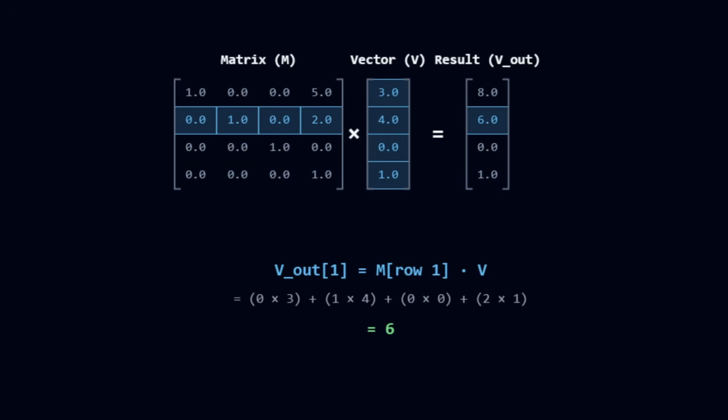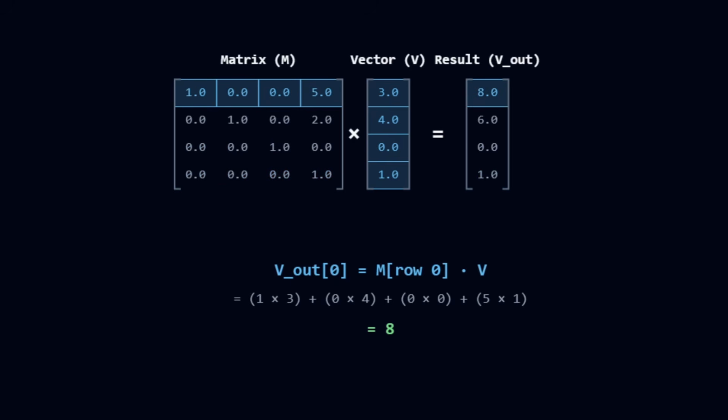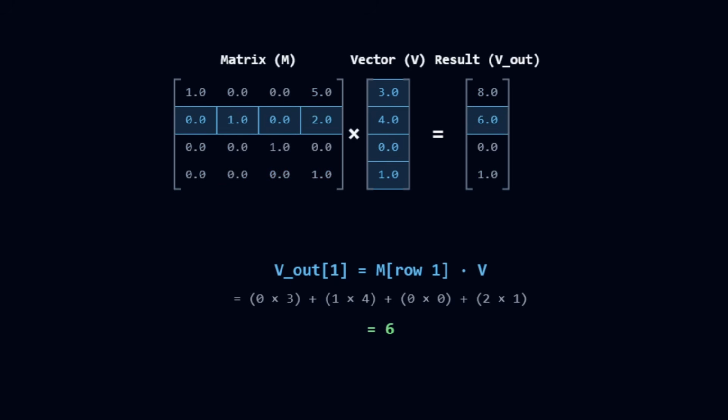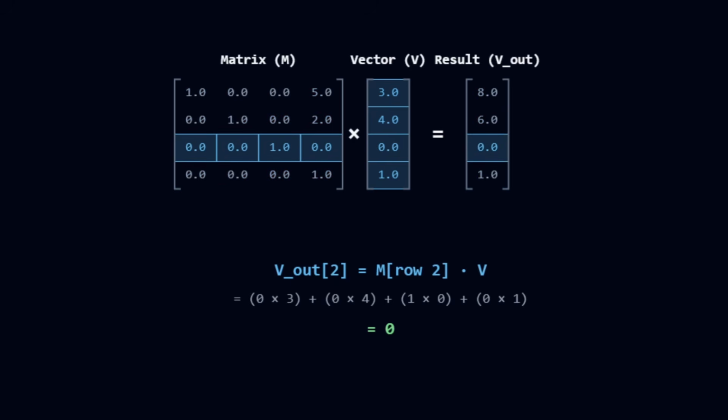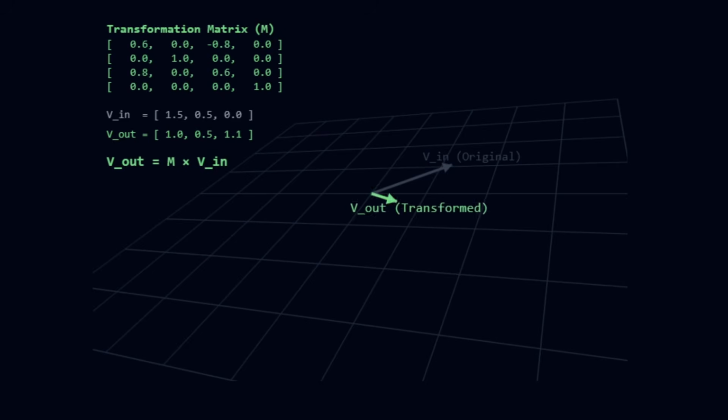Think of this as feeding a single 3D point, a vector, into our machine. The math engine takes your vector's x, y, and z coordinates, runs them through the rows and columns of the matrix, multiplying and adding the values together. What pops out on the other side is a brand new vector, and your point has been successfully moved to a new location.